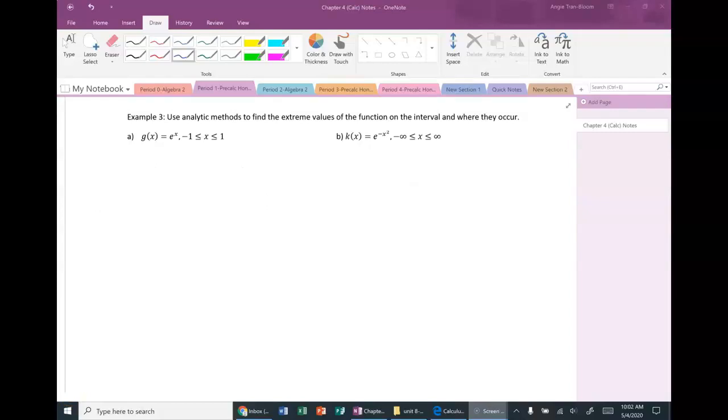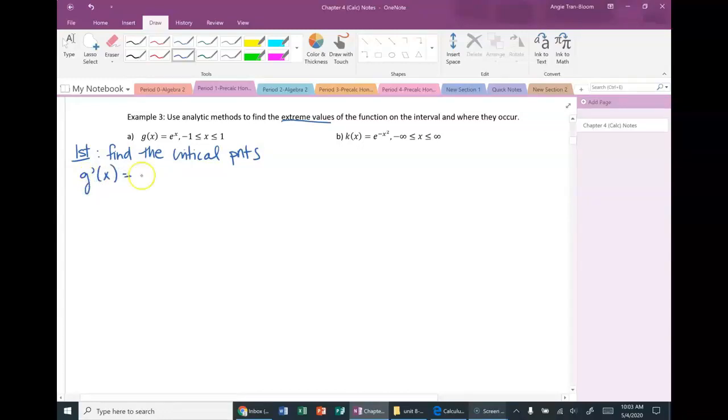Example 3 for 4.1. Use analytic methods to find the extreme values of the function on the interval and where they occurred. Example A says g of x equals e to the x, and the interval is a closed interval between -1 and 1. First, it says here, use analytic methods to find extreme values. So first, you want to find the critical points. The critical points from the definition earlier is when the derivative is 0 or when the derivative does not exist. So first we have to take the derivative.